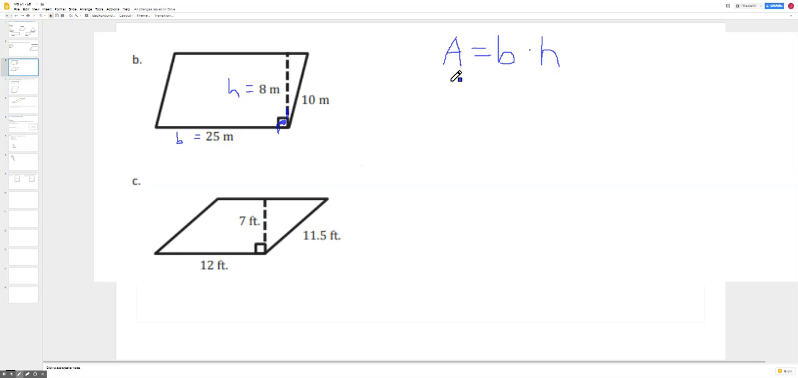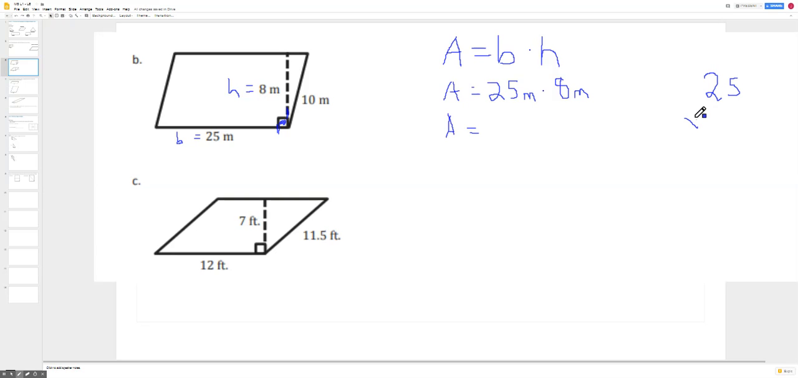So now all we're going to do is simply plug it in. The area is equal to, well, the base in this case is 25 meters. So let's go ahead and write that down. And the height is equal to 8 meters. And now we just have to do the multiplication. Well, what is 25 times 8? If you don't know that off the top of your head, we can do the work on the side.